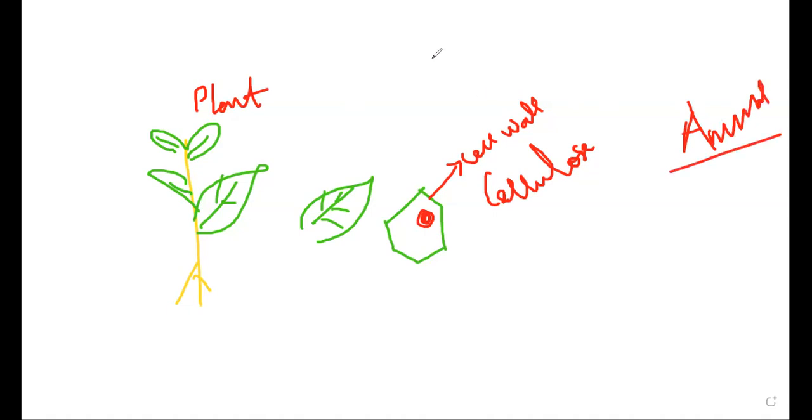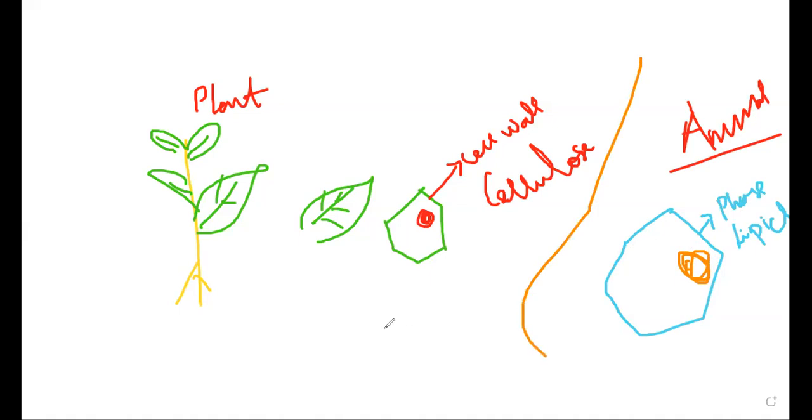The animal cell is also made up of a membrane, but inside it is phospholipid, otherwise called phospholipids, because it is the animal cell membrane. Inside there is a nucleus, as you already know a little bit. This is the animal cell. These are the plant cell and the animal cell.